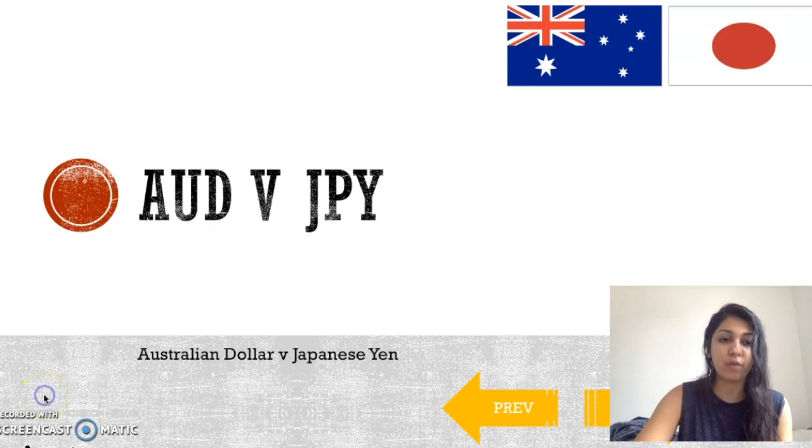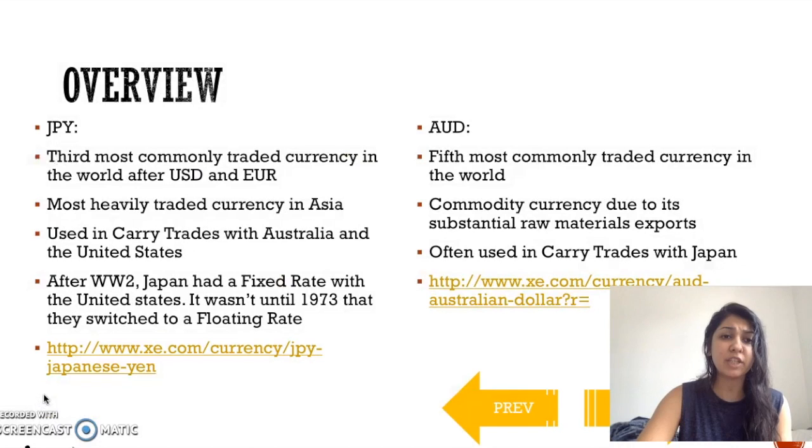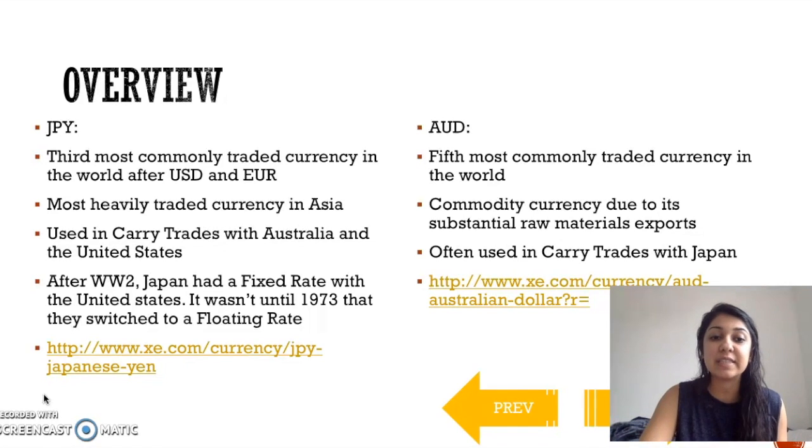Just a little overview of the currency. JPY is the third most commonly traded currency in the world after the US dollar and the euro. It's the most heavily traded currency in Asia and is also used a lot in carry trades with Australia and the United States. After World War II, Japan actually had a fixed exchange rate with the United States, and it wasn't until 1973 that they switched to a floating rate.